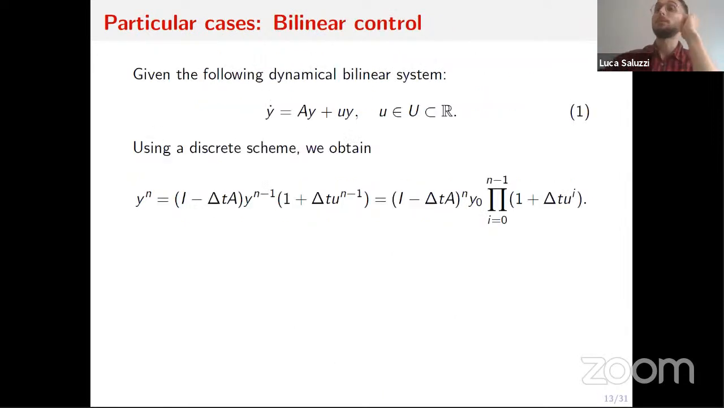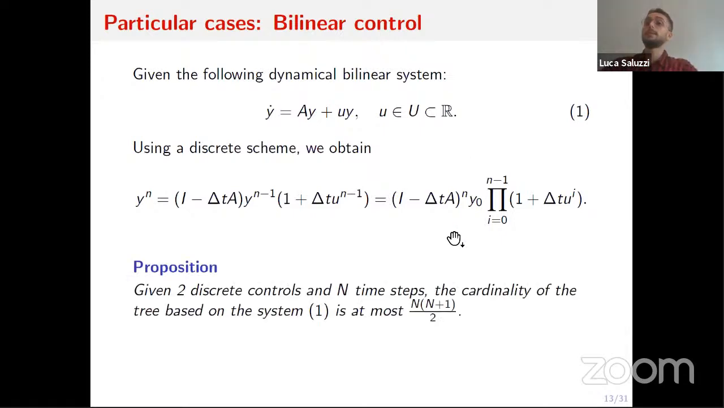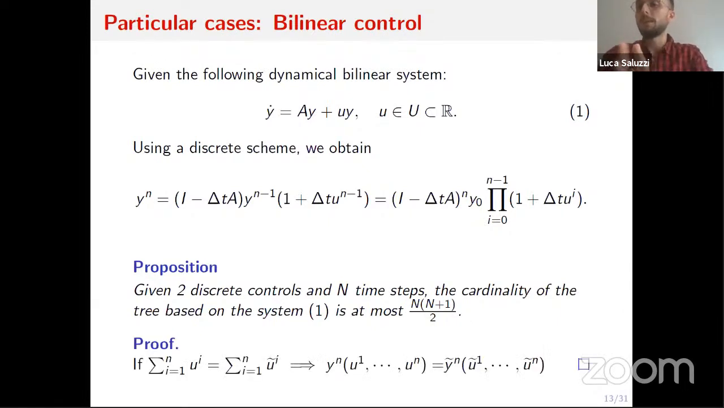Another possible case is the bilinear system, where U is scalar multiplying the solution, and we use a simple discrete scheme. So we reach this discrete scheme. What one can say is that given two discrete controls, like a bang-bang control, and n time steps, the cardinality is at most quadratic. The proof is based on the fact that, considering controls U1 to Un, y_n is the solution with the control U1 to Un, and y tilde is the solution with the controls y tilde 1 to y tilde n. If the sums of the discrete controls are the same, then the two solutions coincide.